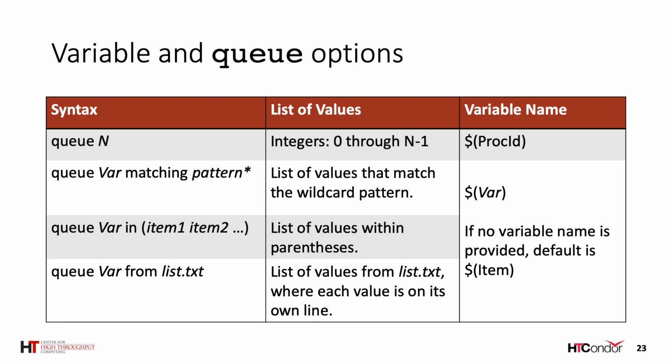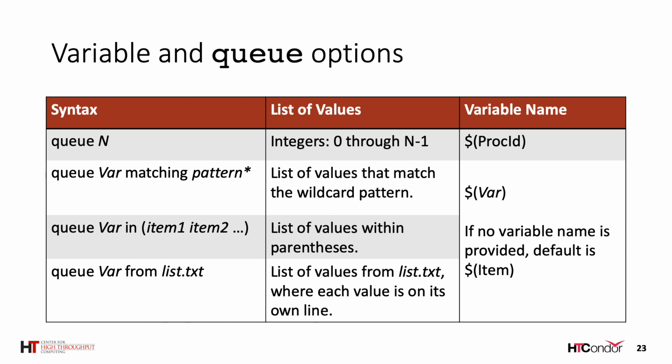So this table summarizes all of the different options you can use with the Q keyword to submit multiple jobs. The first line is the first one we saw, Q N, where the list of values will be a list of integers, and there's a default variable name, procID. The other three allow you to provide your own list of values and your own variable name. The main difference between the three is how you provide the list of values.